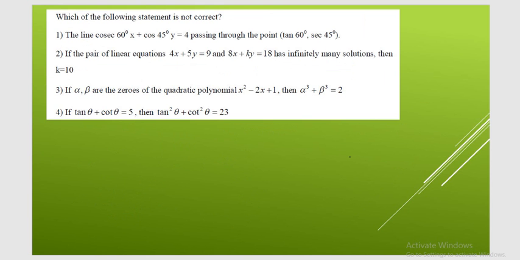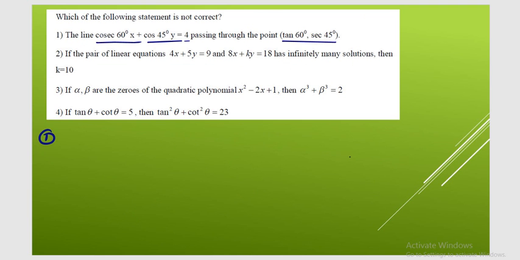Next, moving on to one more question. Which of the following is not correct? So here 4 statements are given, and we need to state which statement is false, right? Going on with the first statement. So what is the first statement? Cosecant 60 x plus cos 45 y is equal to 4 is passing through this point.